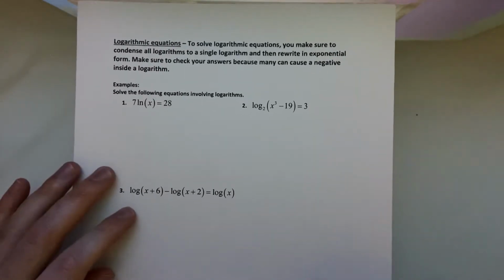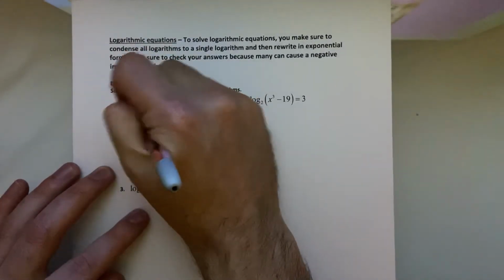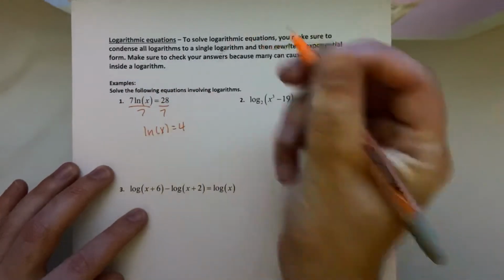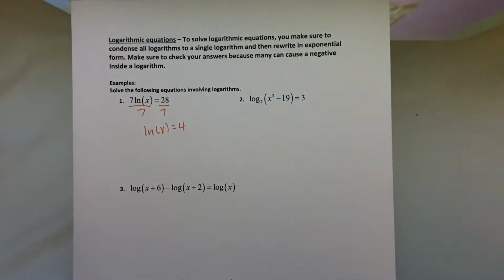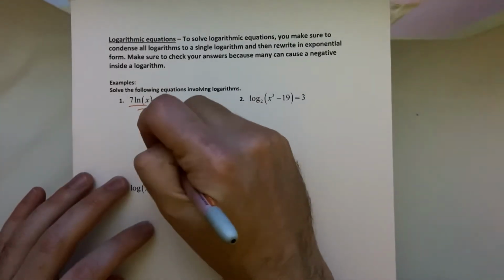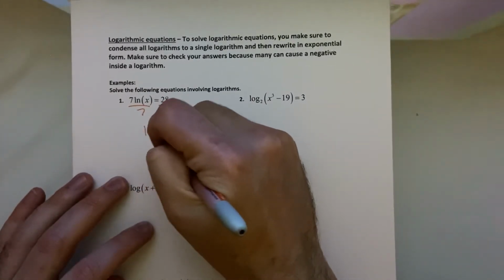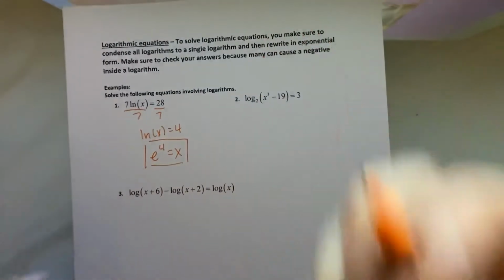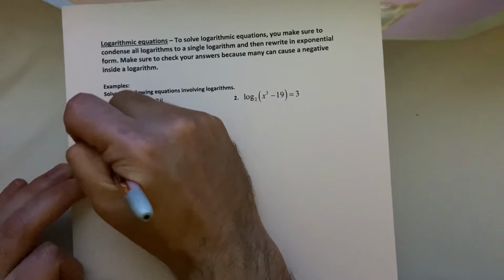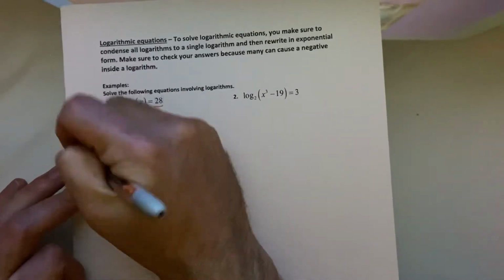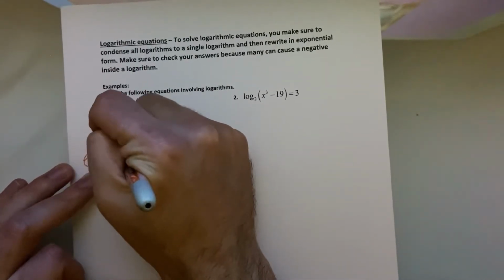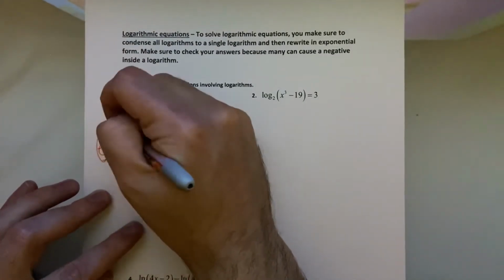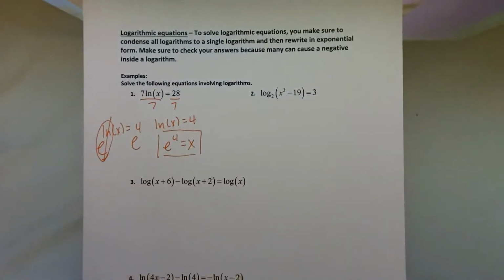So 7 times the ln of x equals 28. Let's divide by 7 to get the ln of x equals 4. To get rid of an ln, we can rewrite this in exponential form. Remember, this is log base e, so e to the 4th equals x, and you're done. However, just like we can take the ln of both sides, we can take e raised to both sides to cancel out the ln, so that these two will cancel, and we have x equals e to the 4th that way as well.